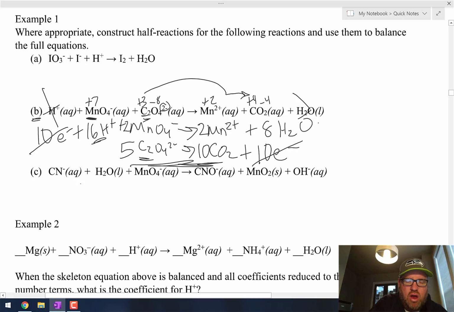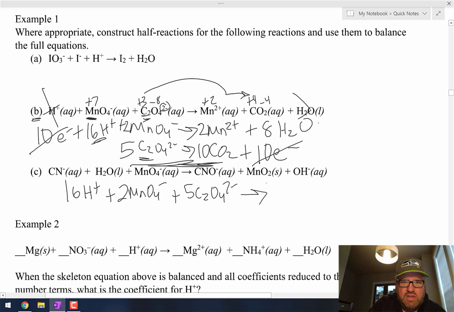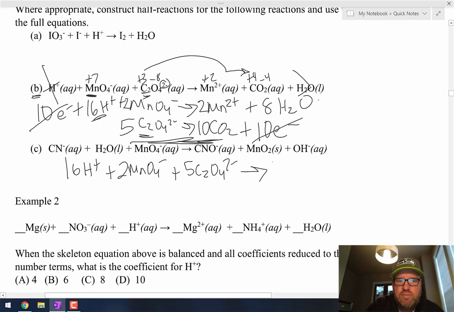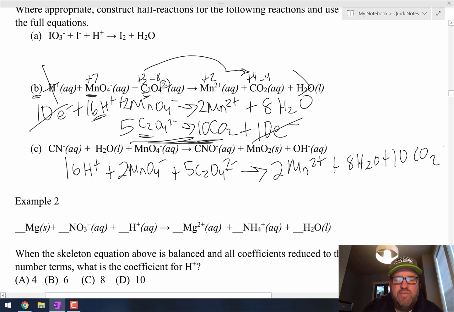So overall, I'm going to erase this in a second, but overall our equation is 16 H pluses plus 2 MnO4 minuses plus 5 C2O4 2 minuses makes 2 Mn2 pluses plus 8 H2Os plus 10 CO2s. No, I said that wrong, sorry, my bad. Hold on. There we go. Okay, and yes, now we are done.